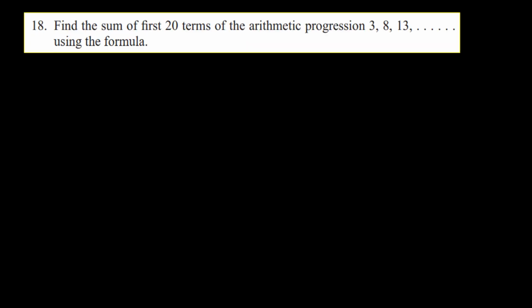The next is the 18th question. Find the sum of the 20th term, that is S20, of an AP they have given, using the formula. First always write the given data. What is the given data? 3, 8, 13 are in AP. A is equal to 3, d is equal to a2 minus a1, that is 8 minus 3 is 5. These are the given data, right?